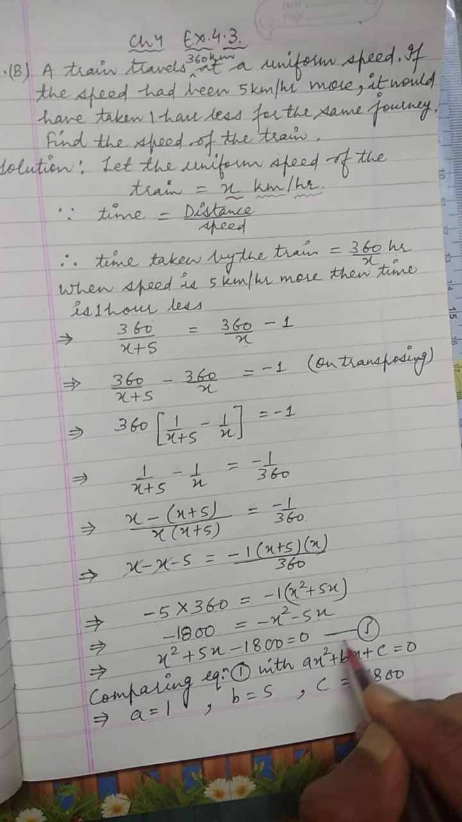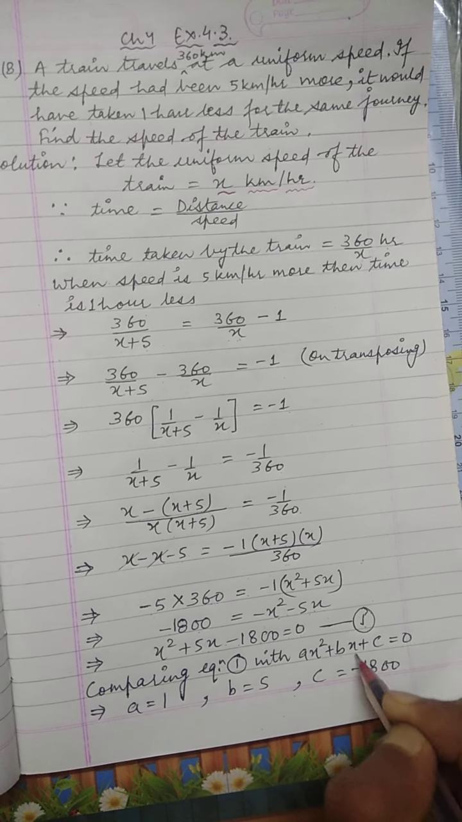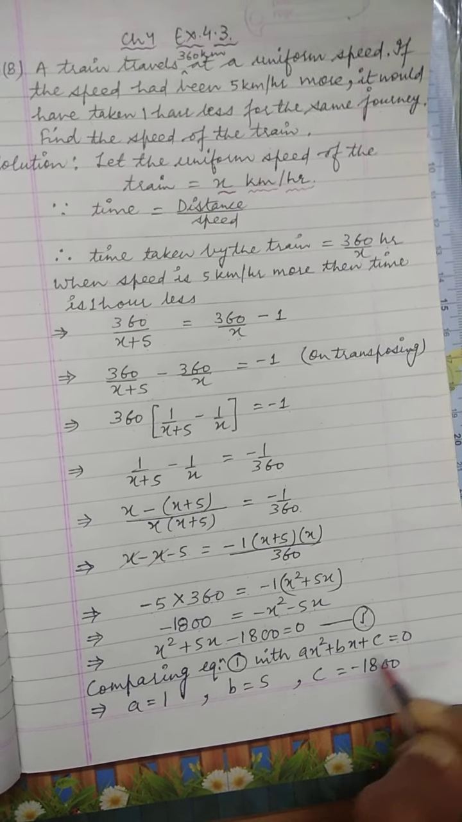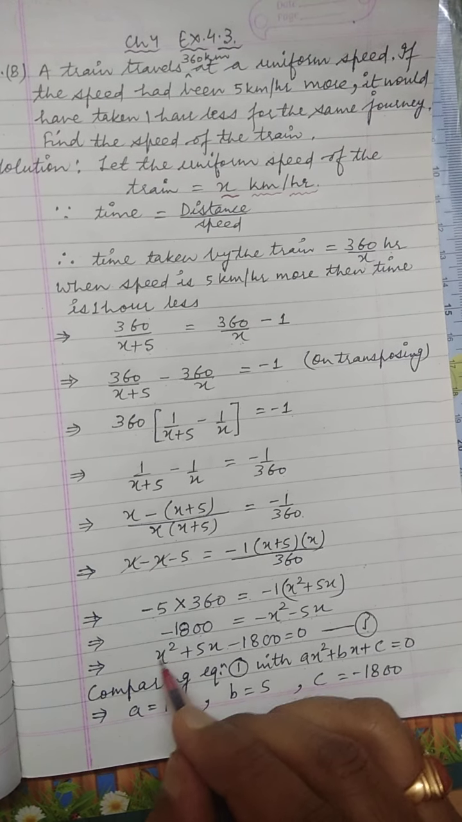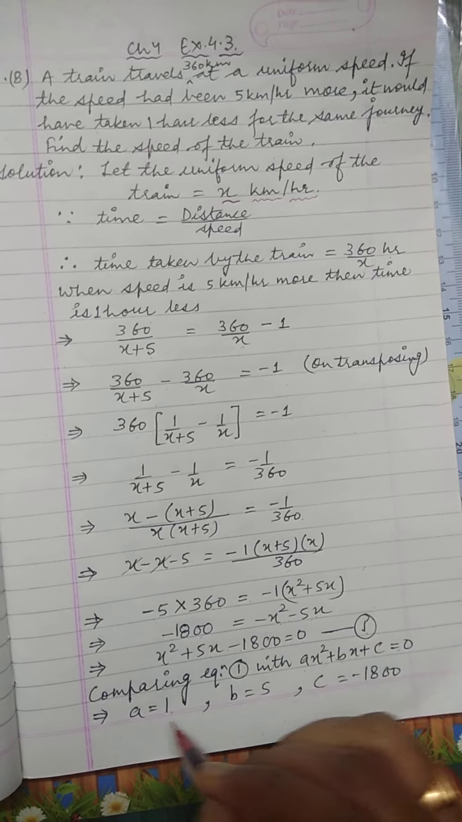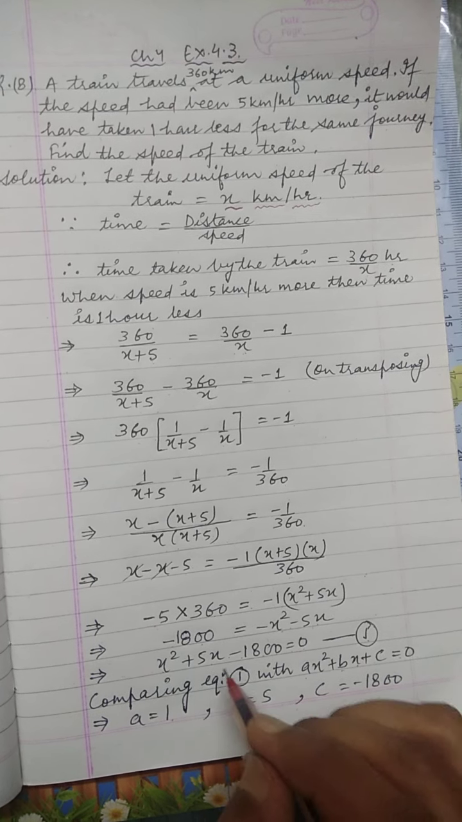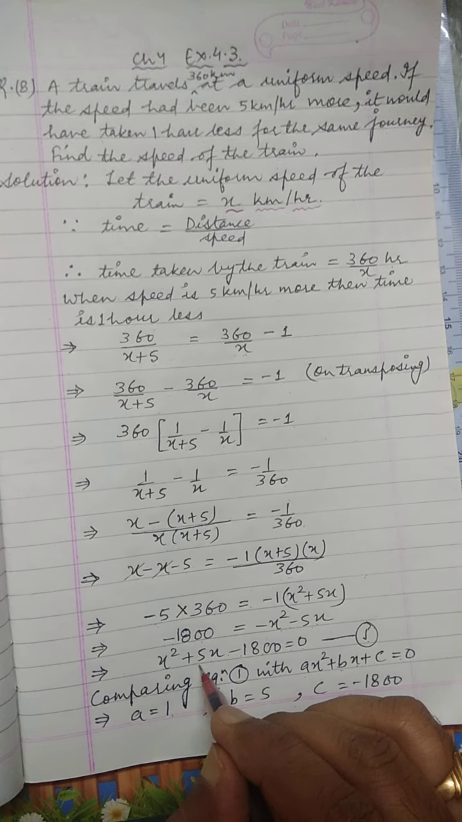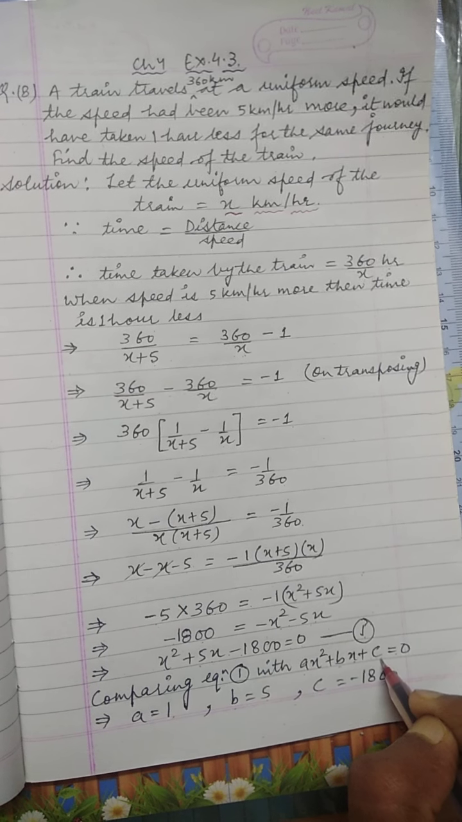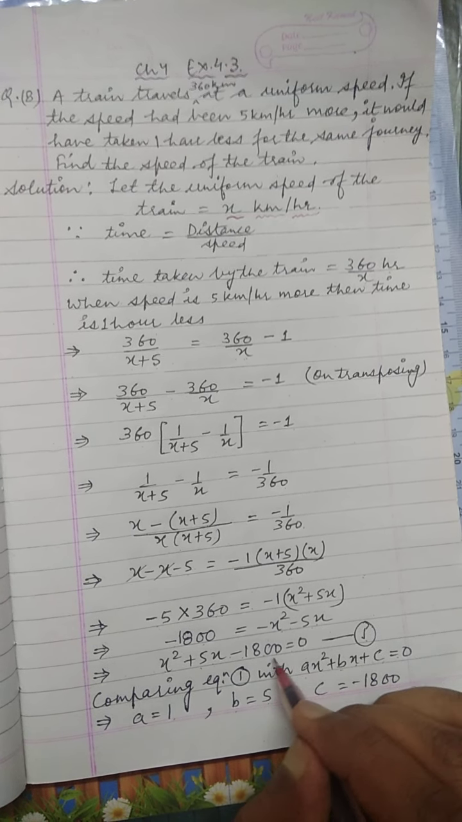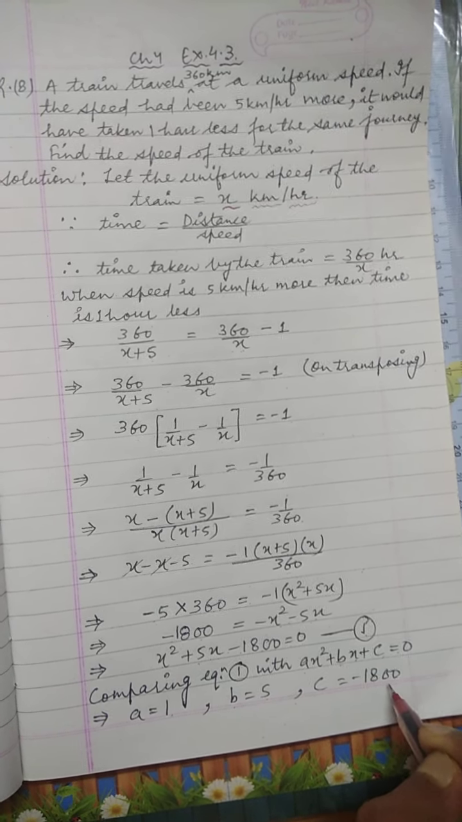Now comparing this equation 1 with the general form of quadratic equation, which is ax square plus bx plus c is equal to 0. Here the coefficient of x square is a, and here the coefficient of x square is 1, so we get a is equal to 1. In this the coefficient of x is b, and here the coefficient of x is plus 5, so we get b is equal to 5. And in this the constant is c, and here the constant is minus 1800, so we are getting c is equal to minus 1800.